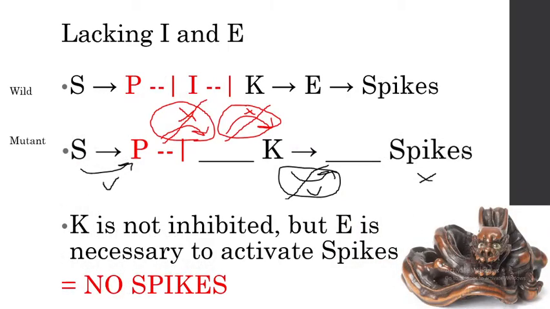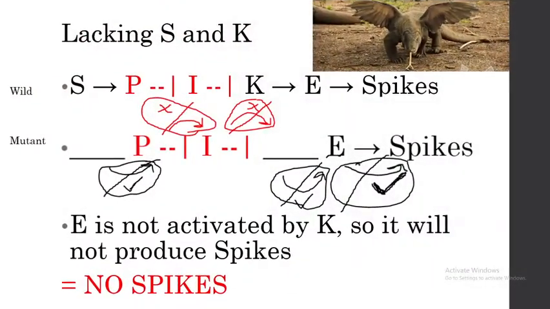Without I or E, K is still present. However, it will not be able to perform its function of activating E, therefore this dragon will not have spikes. With neither S nor K, neither inhibitor's function is relevant, as P cannot be activated and there is no K to be inhibited. E will not be activated because there is no K, so there will be no spikes on this dragon.